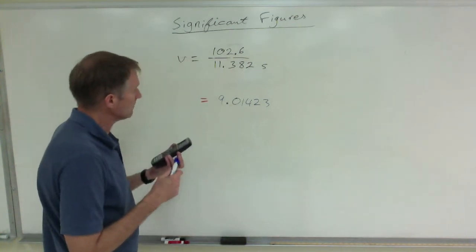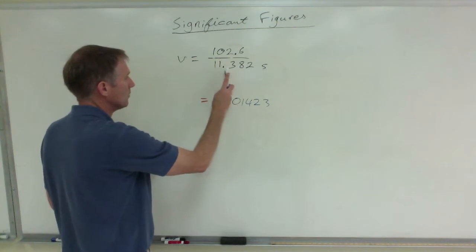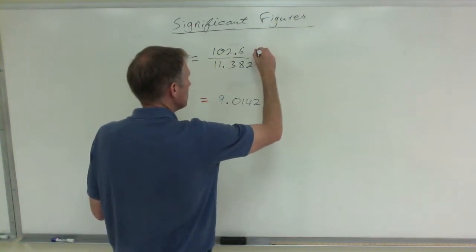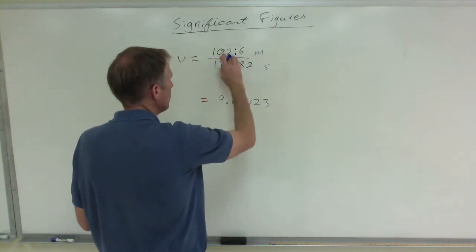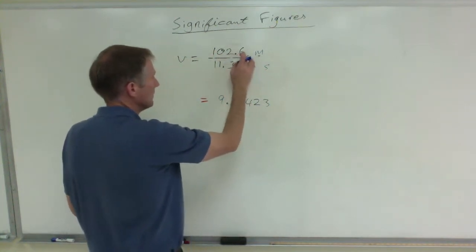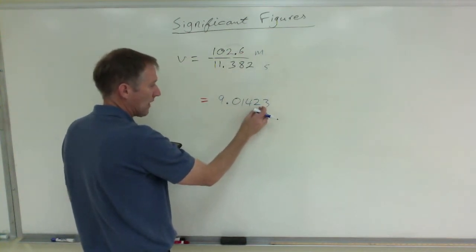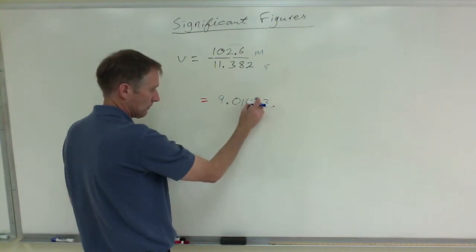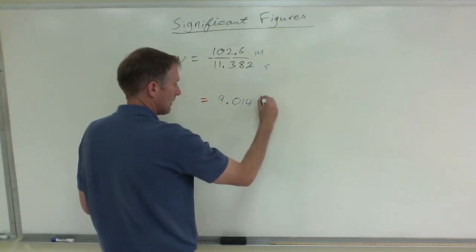Well, where do I round it? That has 4 significant figures, and this has 5 significant figures. Remember, this is meters per second. So we round it to the input with the least number, so that's 4. Now I round down so it stays as 4 because that's a 2. If this had been like a 5 or a 6, I would have rounded that number up. All right, so that's my answer.